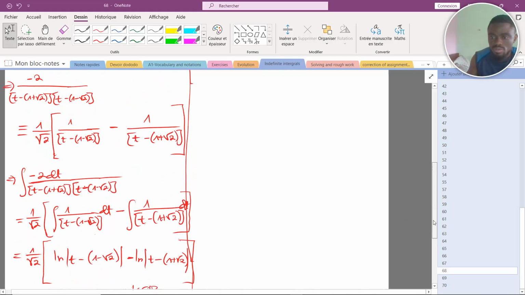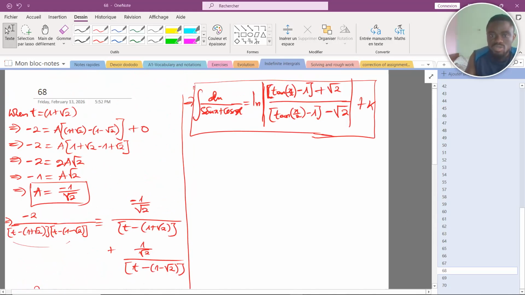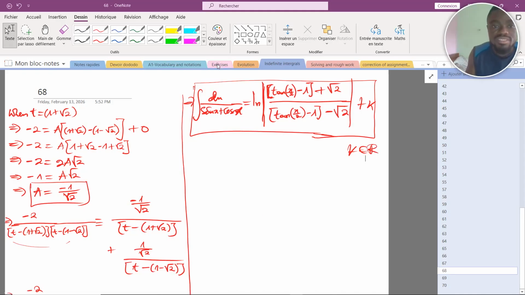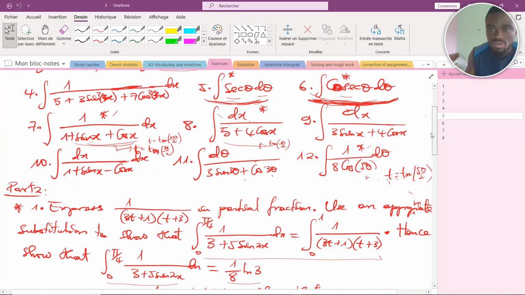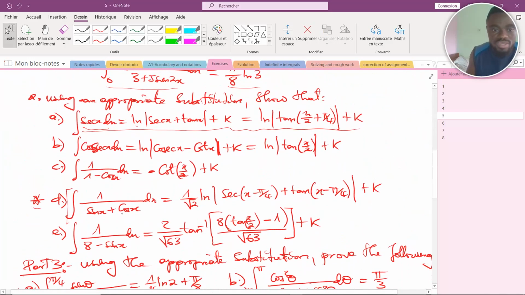Let me go up. So this integral becomes ln of the absolute value of what? Tan x on 2 minus 1 plus root 2 all over tan x on 2 minus 1 minus root 2. Now, this is the answer we had. It's a correct answer, k belonging to R. But the problem is that this is the question they want us to prove. They want us to prove that this integral is equal to this.